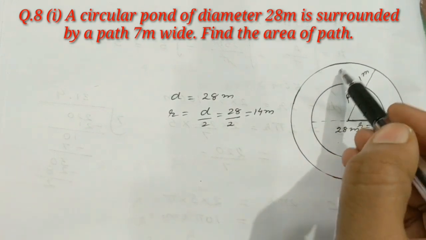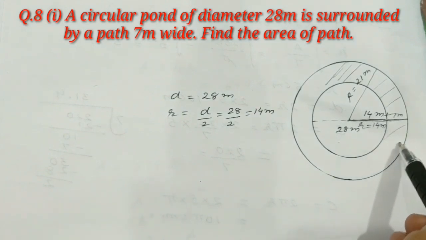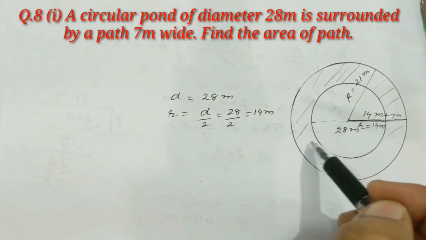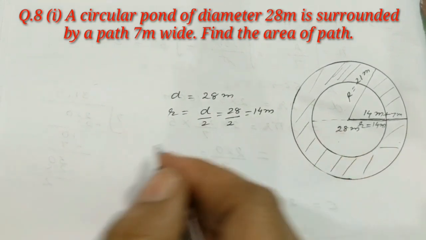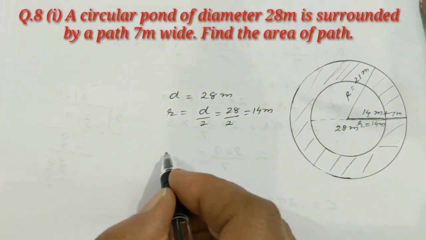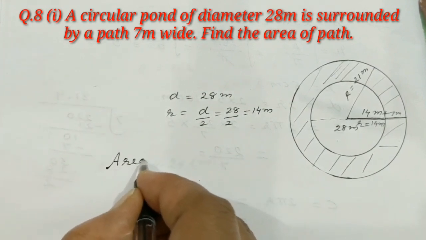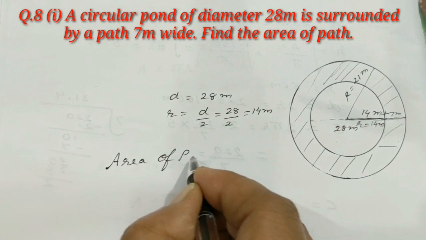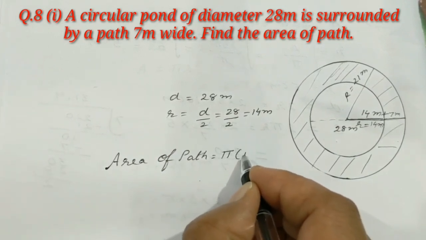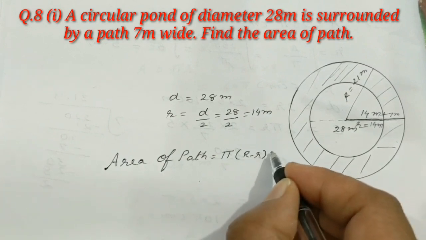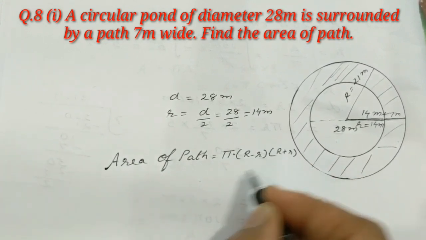Area of the path means this. You are going to calculate this region. This is the area of the path. Means area of path is the area of the ring. What is the formula of area of ring? The area of the ring is, here it is path, so we'll write here area of path. Write the formula: pi into (R minus r) into (R plus r), and substitute the value.